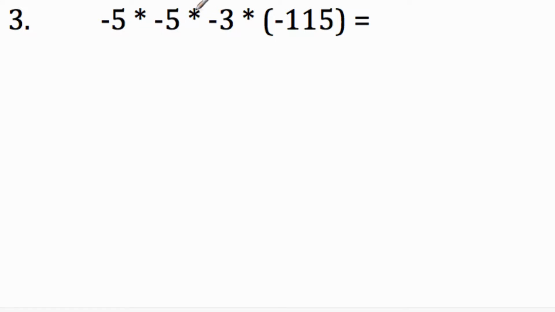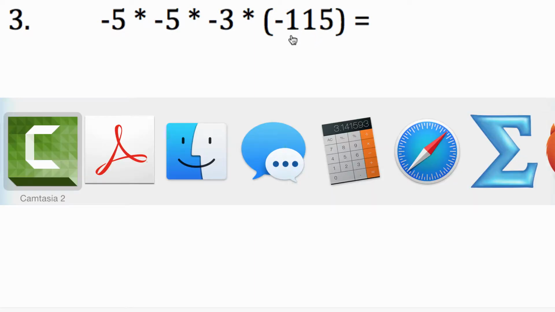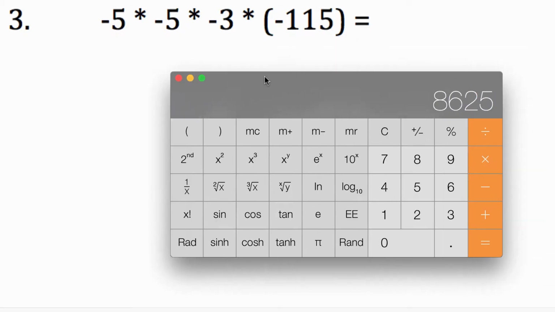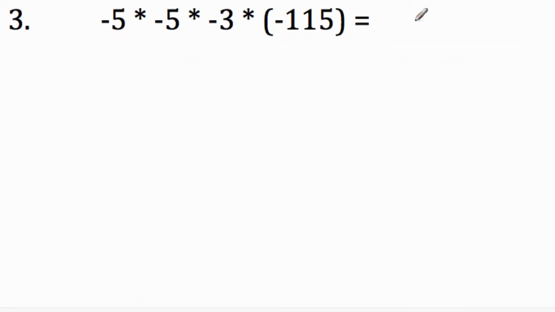5 times 5, that little snowflake means multiply. So 5 times 5 times 3 times 115. Let me do that. Where's my calculator? Here we go. All right, clear. So 5 times 5 times 3 times 115 is 8625. Let me move that calculator over. 8625. Okay, so it's 8625.